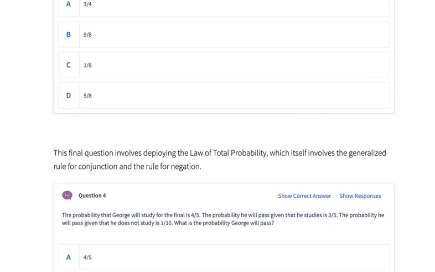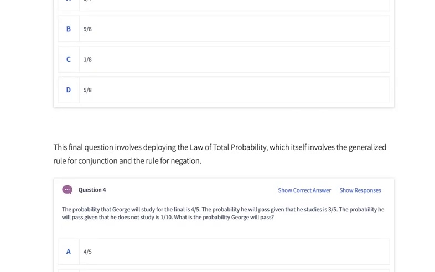Now, the next question we'll do is question 4 from this reading. So this involves, as I've said, the law of total probability. Okay, so what is the question?